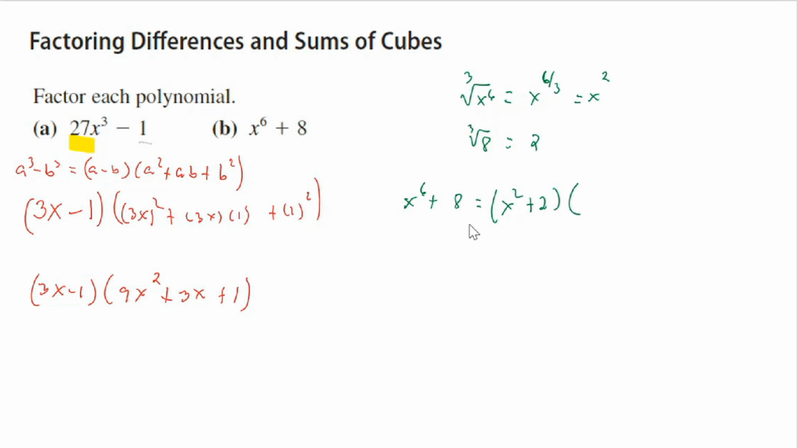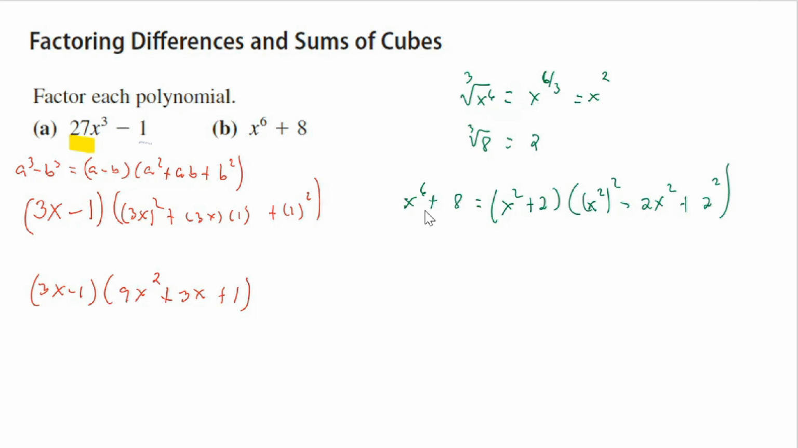We have the square of the first term. I have x squared and then raise the power of 2, minus, we have to take the opposite sign, minus the product of the two terms. We have x squared times 2. We have 2x squared plus the square of the last term. We have 2 squared. Take note, in factoring the cubes, the middle term here in the trinomial is not twice the product of the roots.